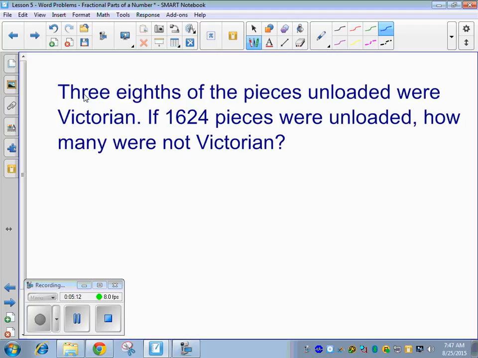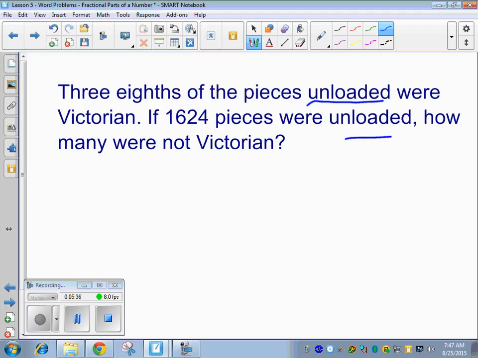3/8 of the pieces unloaded were Victorian. If 1,624 pieces were unloaded, how many were not Victorian? All right, so notice everything was unloaded, right? That didn't change. So we're actually talking about whether or not something is Victorian or not Victorian.